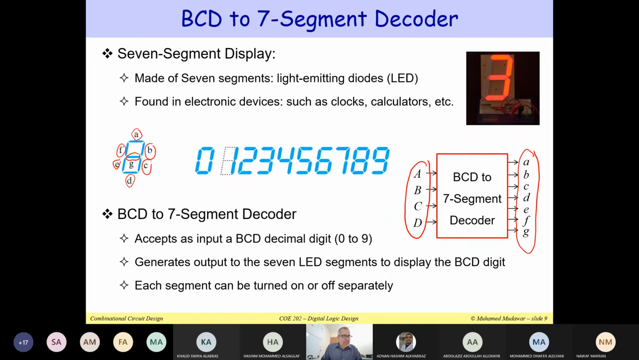Okay, so this is the problem that needs to be solved. I need to design this box here, which is the BCD to 7-segment decoder. So the input is BCD, and the output is going to generate 7 outputs for the 7 segments in the display, and we can turn on and off each segment separately. That's really the BCD to 7-segment decoder. This is what it does.